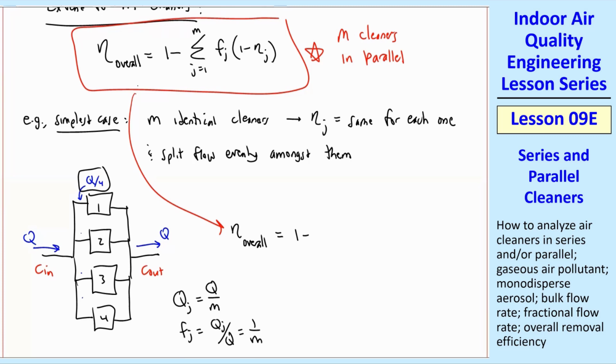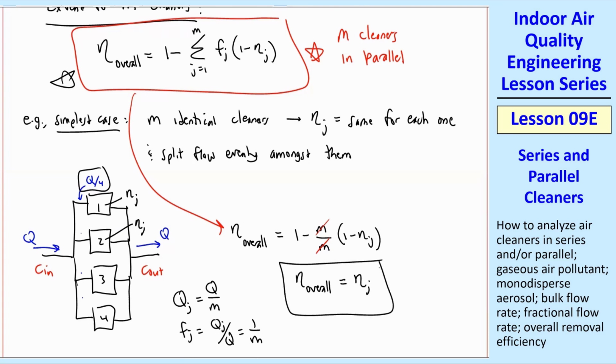So this equation up here becomes, for this simple case, 1 minus... We're summing over m of them, and they're all the same, so that just gives us an m in the numerator. The Fj gives us an m in the denominator, and then we have 1 minus eta j. By the way, each of these has the same eta j. So the m's cancel, and then the 1's cancel, and we have eta overall equal to eta j. Same as one big cleaner of that same removal efficiency. And that makes sense, because if you have 4 or 8 or whatever identical cleaners, there's no way to get something other than that same efficiency.